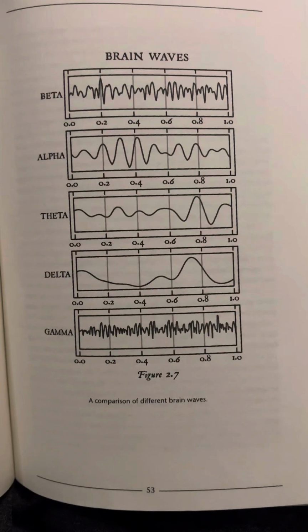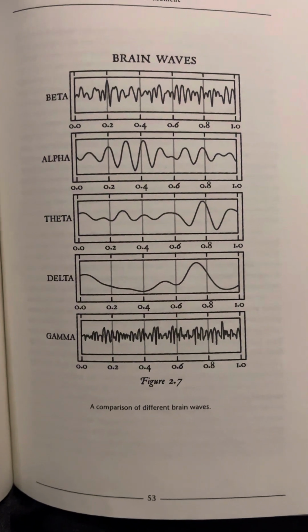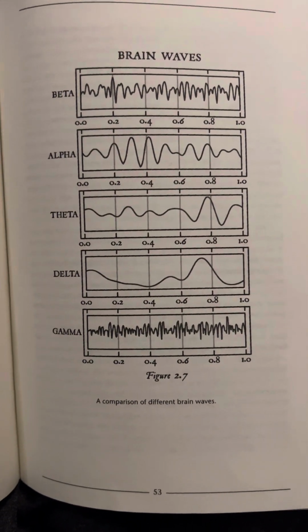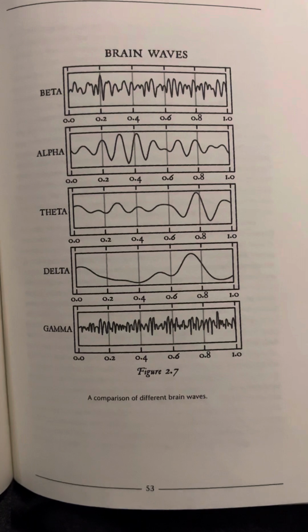Figure 2.7 showing all the brainwaves in order from beta, alpha, theta, delta, and gamma. A comparison of different brainwaves.